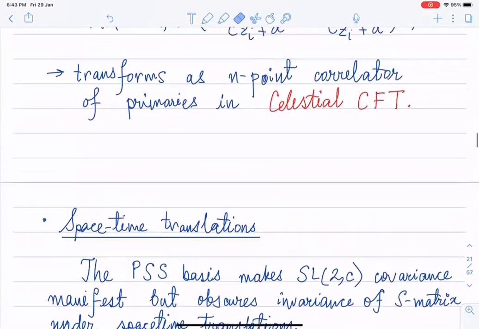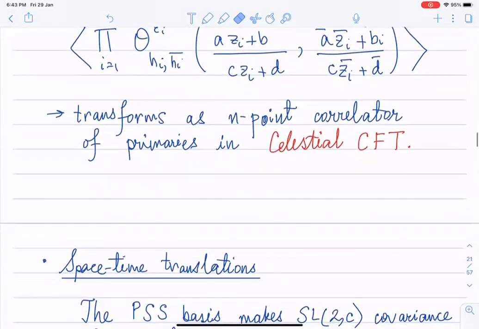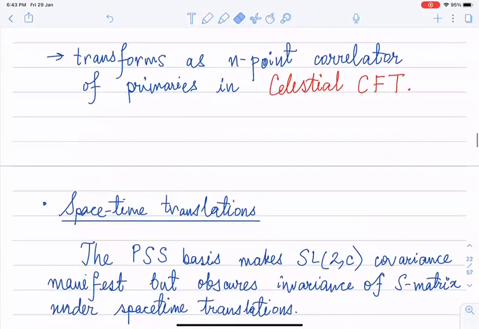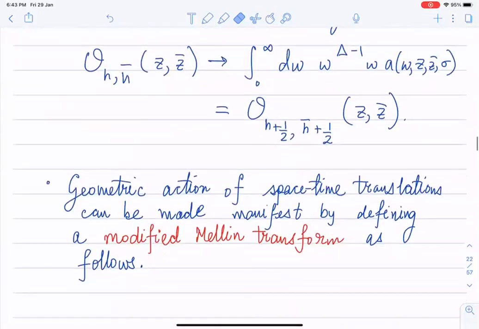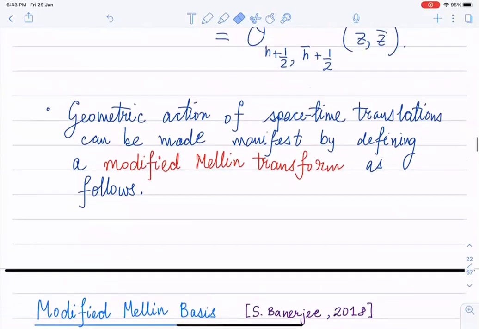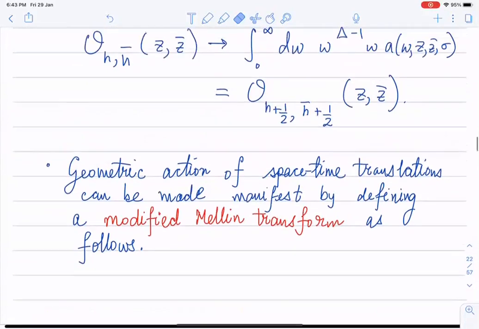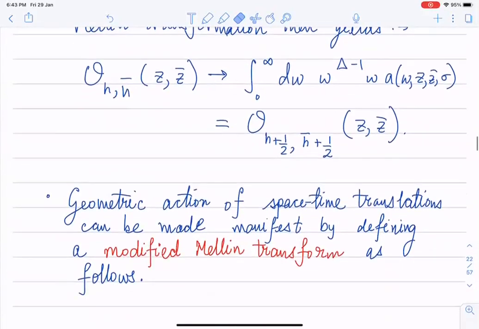We defined what this basis is. We studied its various properties, for example, how the action of the Lorentz group, or equivalently the conformal group, acts on this new basis of states. We discussed a bit about space-time translations, which were not completely manifest in this basis, which was given by Pasterski, Shao, and Strominger.